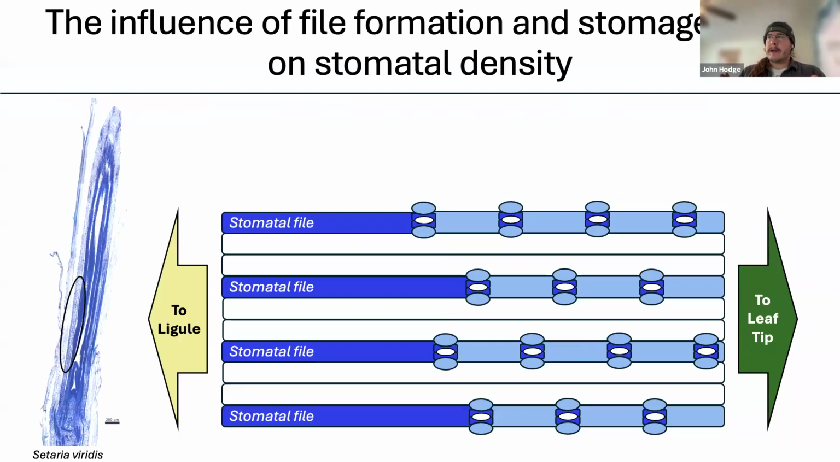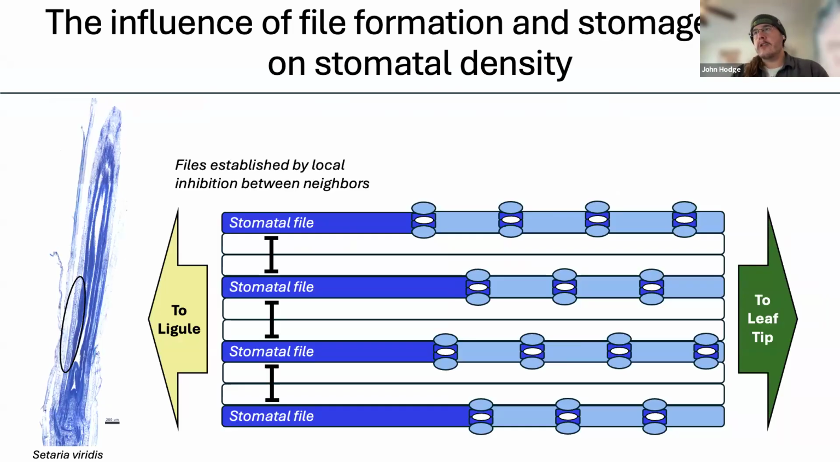So if we were to now think about how we get to that feature, one of the first things that happens when we're looking at stomatogenesis in grasses is that we have this establishment of stomatal files that are regularly spaced and grow in a linear sequence down the length of the leaf. This is actually due to local inhibition, where these files seem to know where one another are, and they try to establish at least some set distance apart.